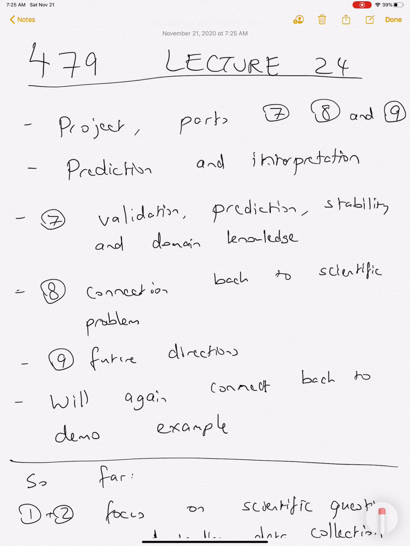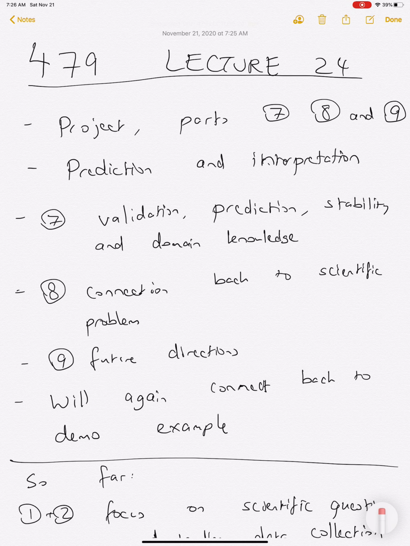lectures where I give you some hints and some basic frameworks and guidance on what's expected for the project. In particular, remember that there's 9 tasks, and today we'll focus on tasks 7, 8, and 9. I'll first talk a little bit about how to think about 7, 8, and 9 through two different criteria, which are prediction and interpretation, and I'll talk about what those are.